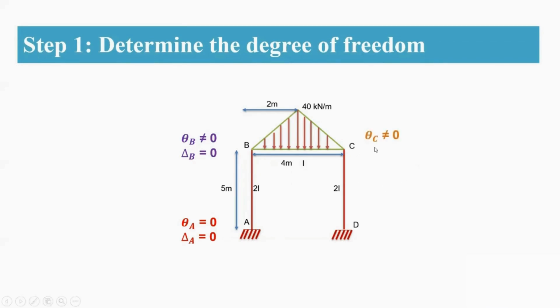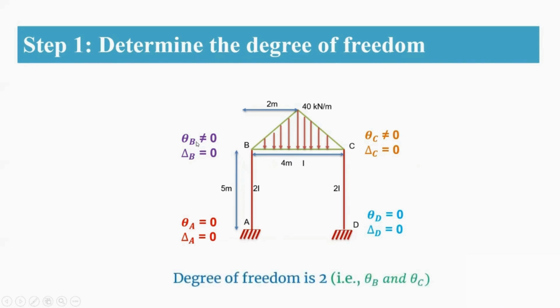Similarly at C, there is a rotation but there is no displacement. That is, delta C is equal to 0, whereas theta C is not equal to 0. Similarly at D, as it is a fixed support, there is no translation and no rotation. So theta D is equal to 0 and delta D is equal to 0. Now you can say that the degree of freedom is 2, that is theta B and theta C. So you are going to find the two unknowns, theta B and theta C.